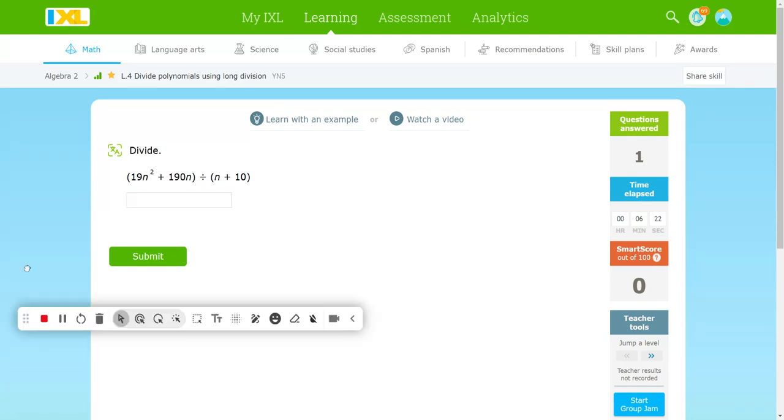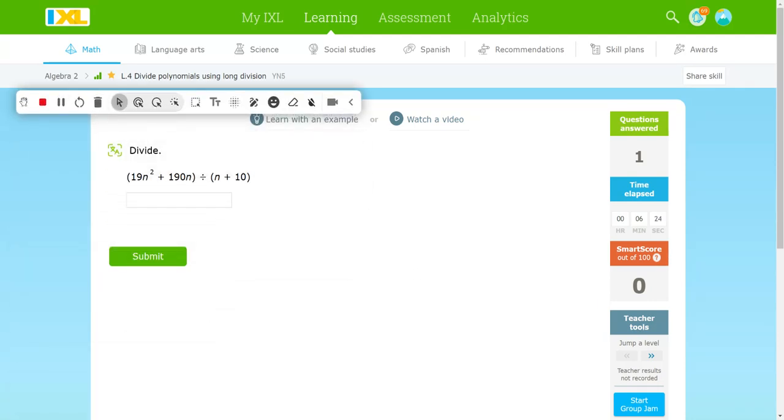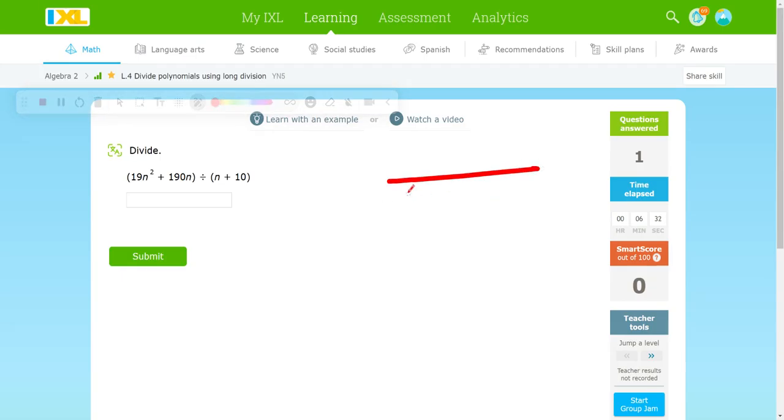Alright, students, we go over L4, divide polynomial using long division. Okay, so I take my pen over here. Let me draw this mark. Okay. n plus 10 over here. You've got 19n squared plus 190n.